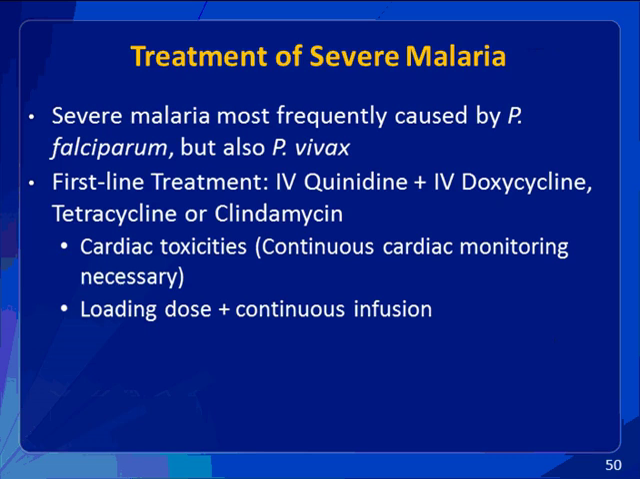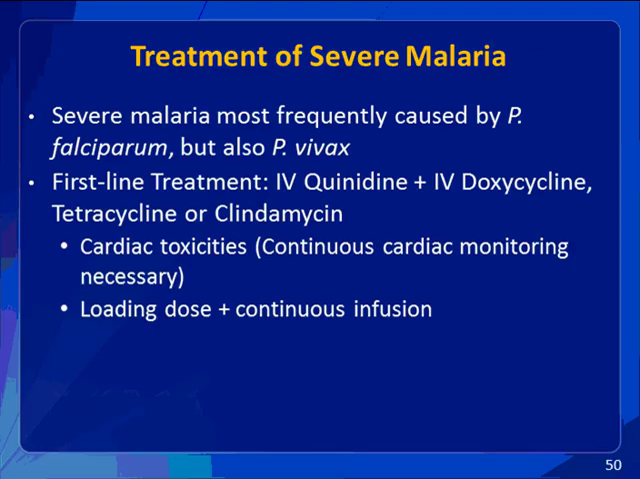Treatment for severe malaria is very different from treatment for uncomplicated malaria. Severe malaria is traditionally caused by P. falciparum, but can occur in other species, including vivax. In fact, in 2011, 12% of hospitalized patients with P. vivax had severe malaria.